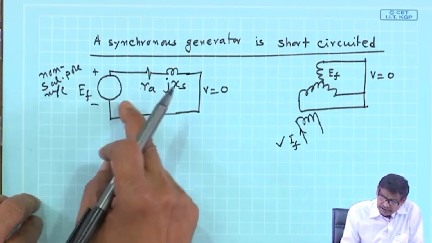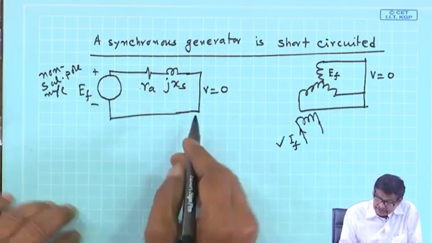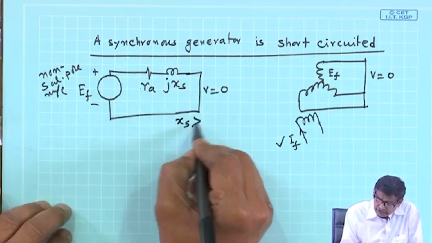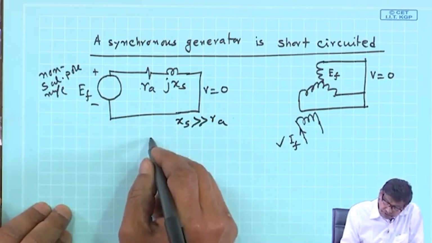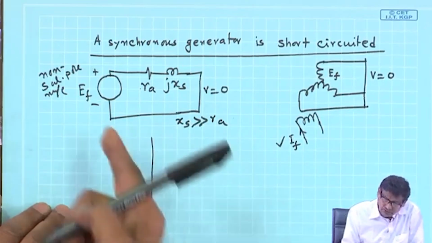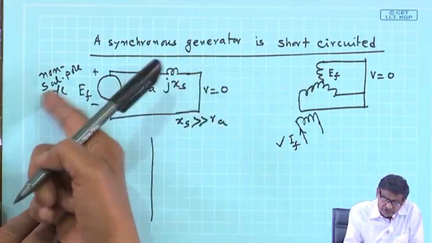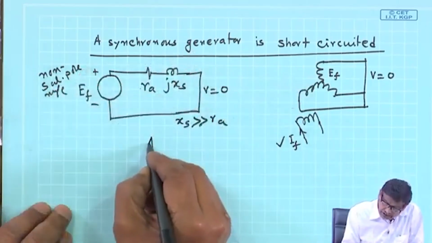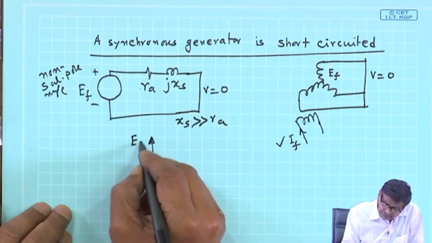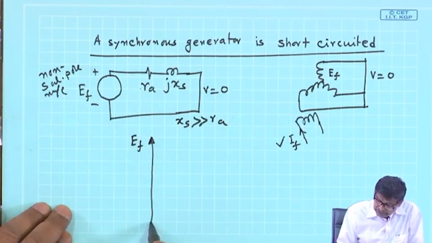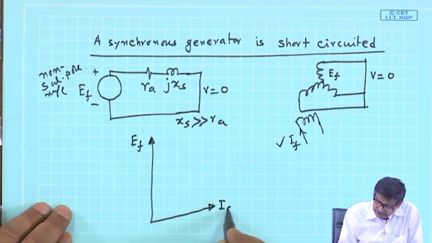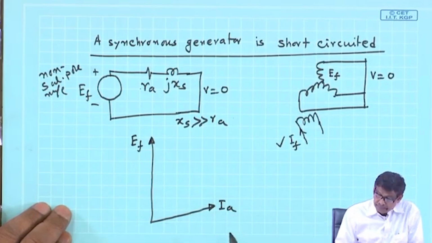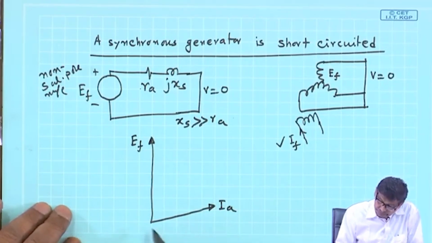There is an induced voltage and it is a simple R X_S circuit with X_S, as we know, much higher than R_A. So, the phasor diagram will be simple, and there is no question of d-q axis in case of a non-salient pole machine. Therefore, if this is EF, the current I_A will be lagging by almost 90 degrees, and V is equal to 0 here.